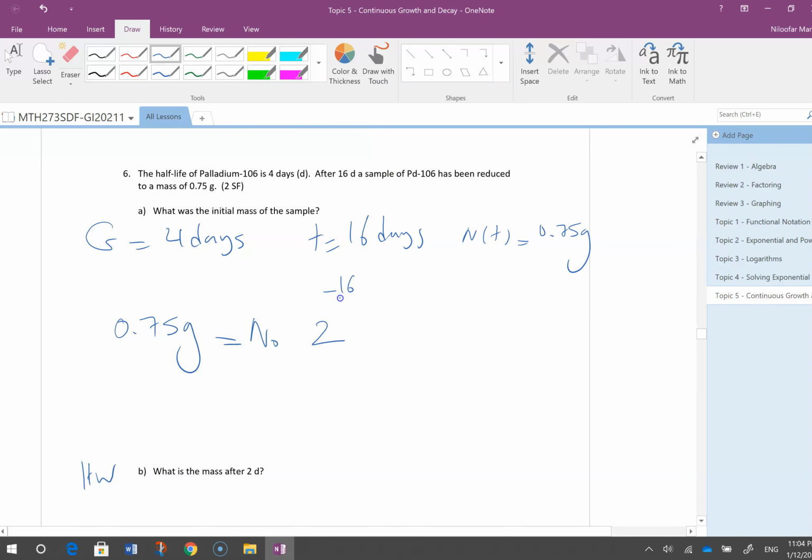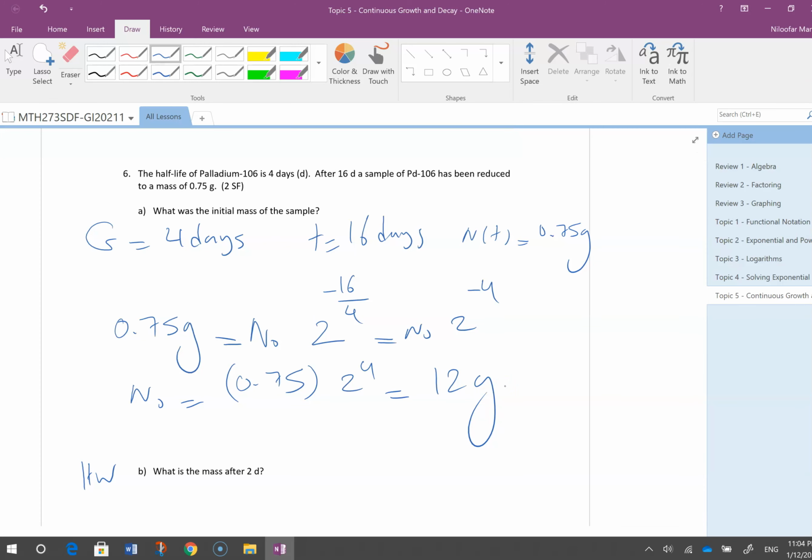So N0 times 2 power minus 16 divided by 4, which is N0 times 2 power minus 4, and N at T is 0.75, so multiply by 2 power 4, which is 12 grams. Make sure to have the unit. Is it gram? Is it kilogram? Have the unit. Make sure to have the conclusion sentence.